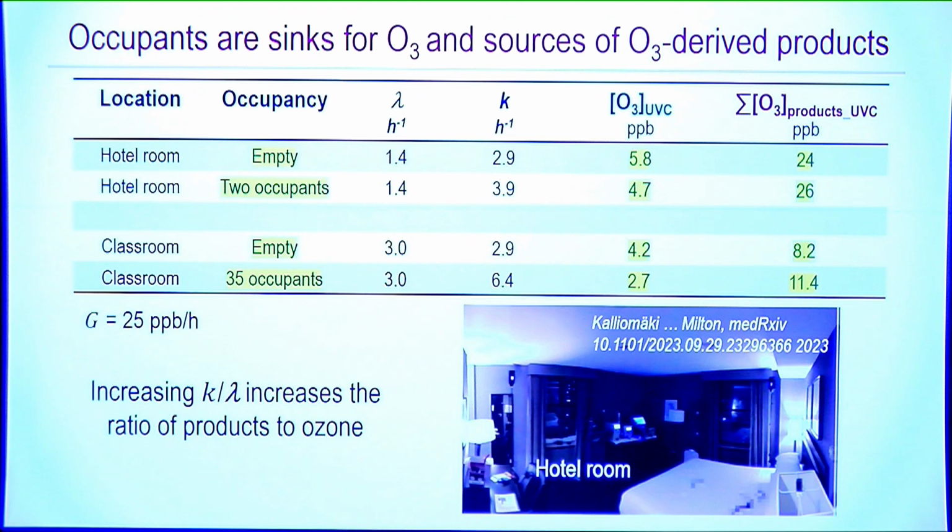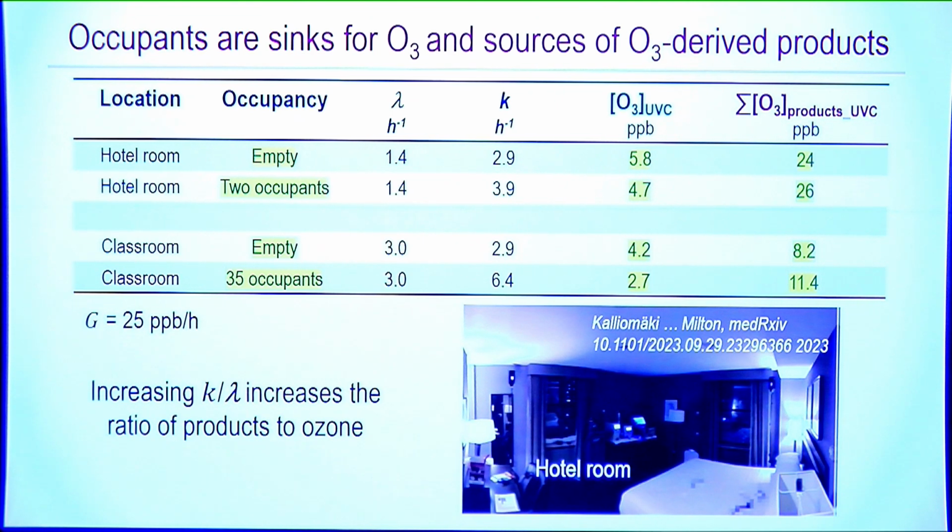And the concentration of products is roughly twice that, 8.2 ppb. Notice now that the concentration of products relative to the ozone itself is substantially lower. Well, that reflects the fact that in this example, the air change rate is 3 air changes an hour rather than 1.4 air changes an hour.